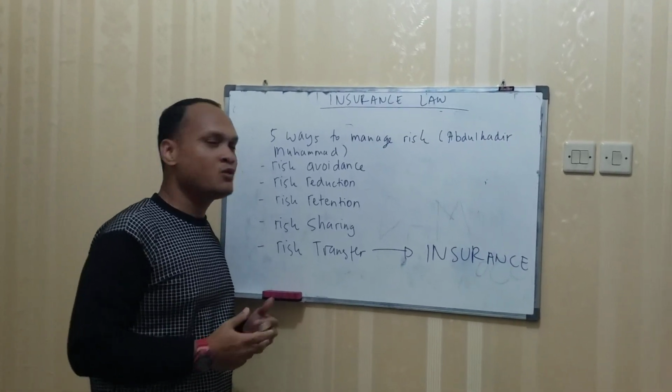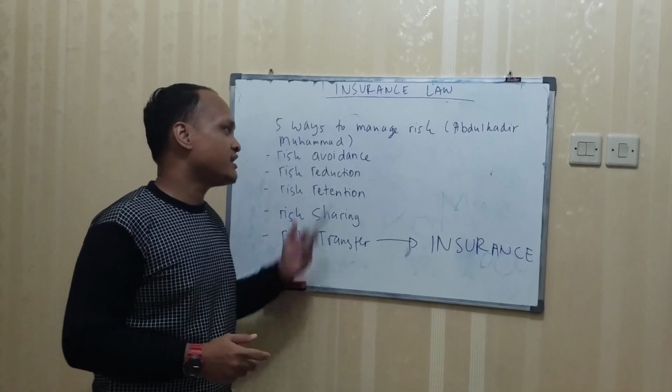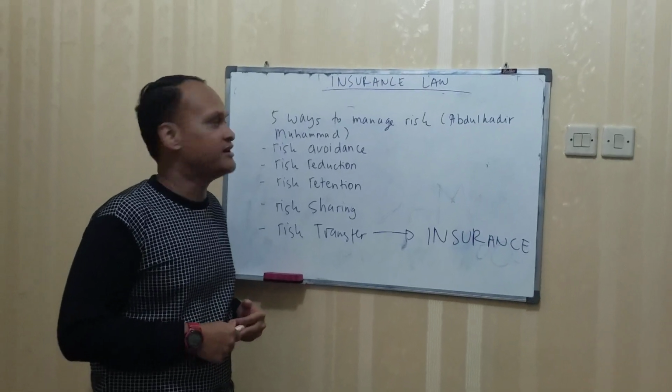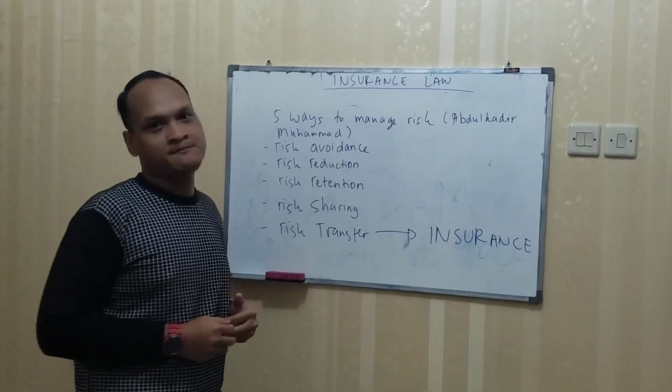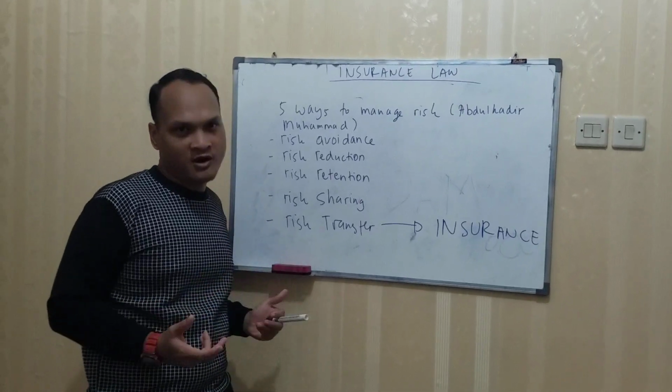So there are several ways people use to handle the risk. Here I quote the opinion of Professor Abdul Qadir Muhammad. According to him, there are 5 ways people manage the risk. The first one is risk avoidance.